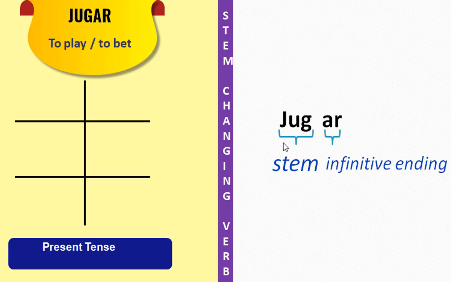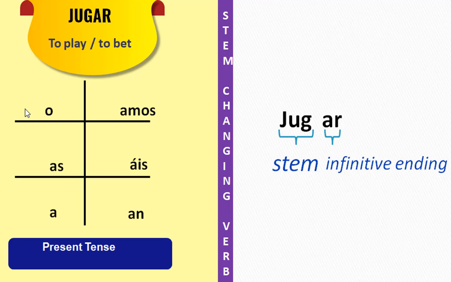So over here, the stem is jug. It's a two-syllable word, jugar, and jug is the stem. So how does it differ? If you want to form the conjugation for each of the personal pronouns, yes, because it's an AR verb, we will have the AR verb endings which we have studied before: o, as, a, amos, áis, an. But here the stem will also change.